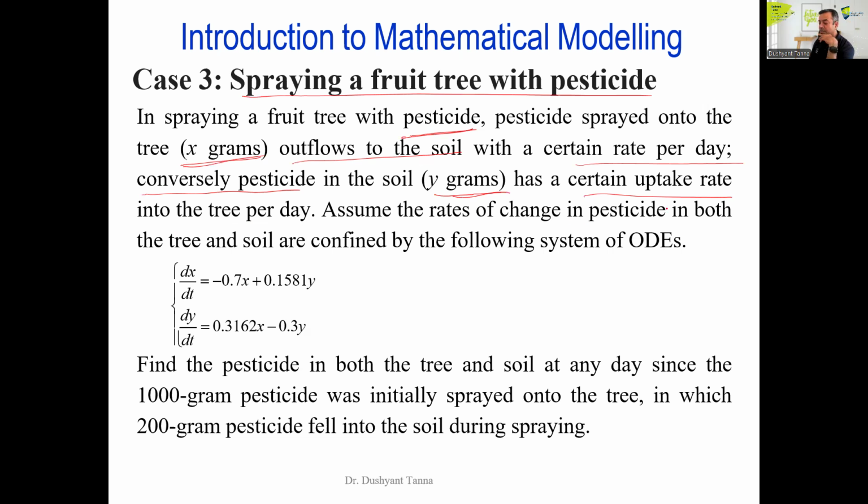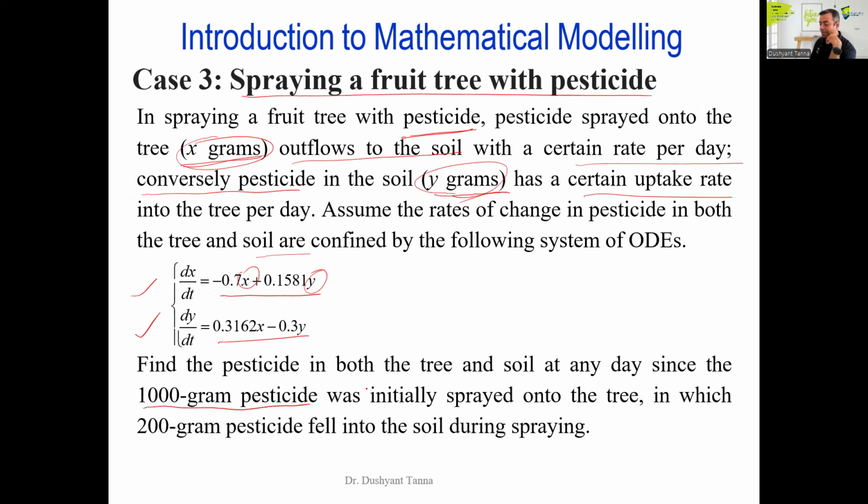So assume the rate of change in both the tree and the soil. Again, on the tree is X, on this one is Y. It's given by this differential equation, dx by dt and dy by dt, which are minus 0.7x plus 0.1581y, and 0.3162x minus 0.3y. Find the pesticides in both tree and soil. So obviously, we are trying to find the values of x and y, right? Solving the differential equation, in other words.